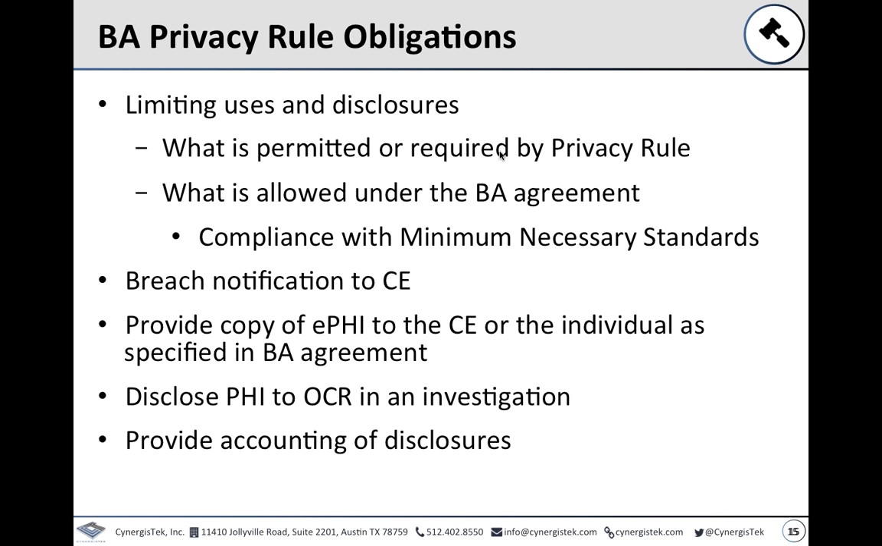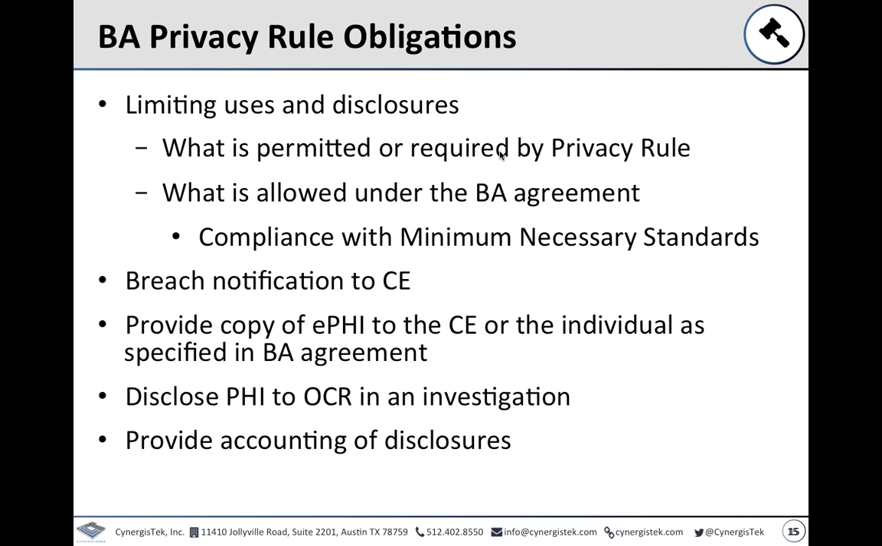In addition, the business associate has an obligation to provide an accounting of disclosures, the same accounting of disclosures that is set out in the privacy rule, where the covered entity would provide the accounting of disclosures to an individual for all disclosures except those made for treatment, payment, and healthcare operations.